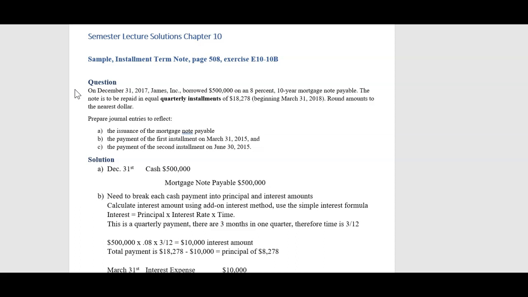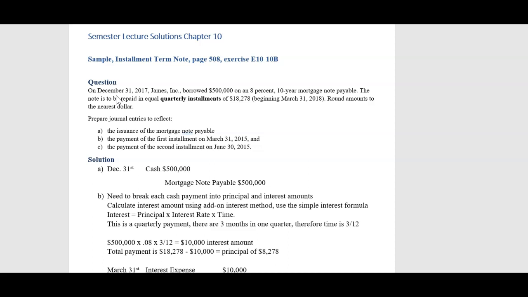Your textbook does not have a guided example on how to calculate the interest and principal on an installment term note, so I'm just going to do a video for you in case you need it. We did go over this problem in class on Wednesday, but in case you weren't there or in case you do want a video refresher, you've got this quick video to refer to. This information, of course, is always available in Moodle, also under the lecture notes if you want to read through it. So this first problem is on page 508 of your textbook. It's exercise E10-10B.